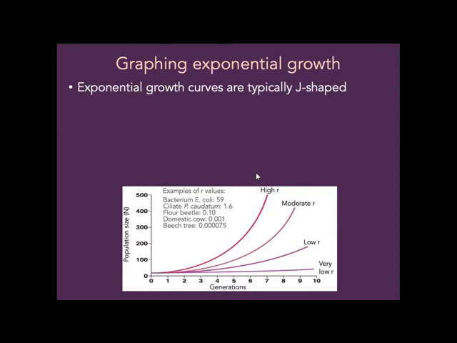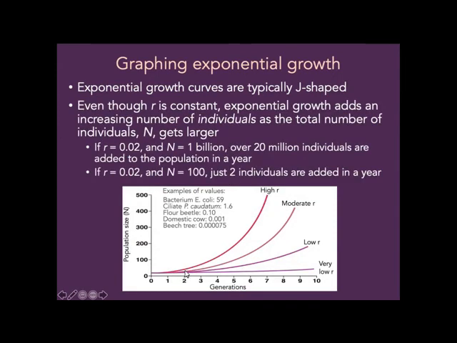All right, so exponential growth curves are J-shaped, like a J, right? And r is a constant, right? But exponential growth adds an increasing number of individuals because N gets larger and larger, right? So if r is 0.02 and N is 1 billion, over 20 million individuals are added to the population in just a year. Okay? Remember, because it's r times N.